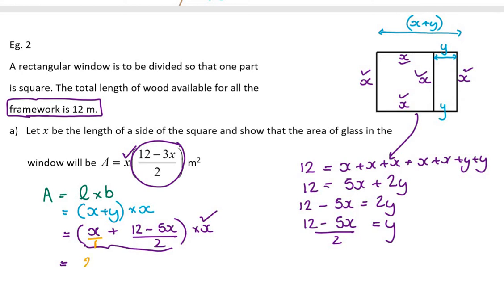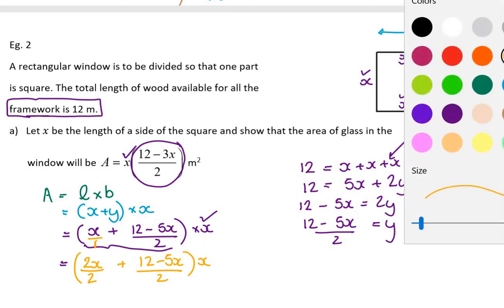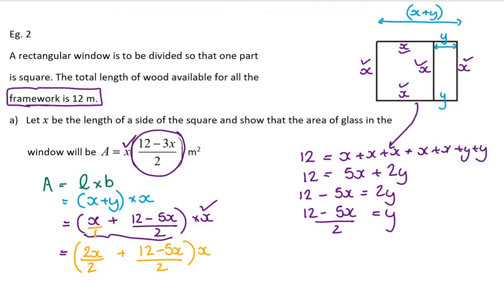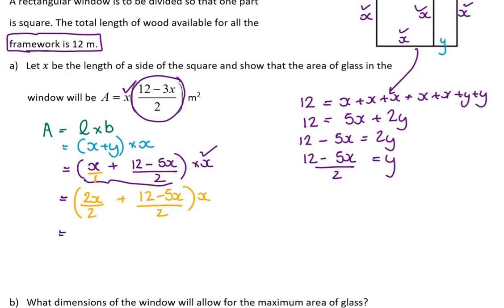So this would be multiply the top by 2, multiply the bottom by 2, plus 12 minus 5x over 2. And what do you know? This is actually going to work out, because 2x minus 5x is minus 3x. This is 12 minus 3x all over 2 times x. So those two combined. So actually I got the right answer.